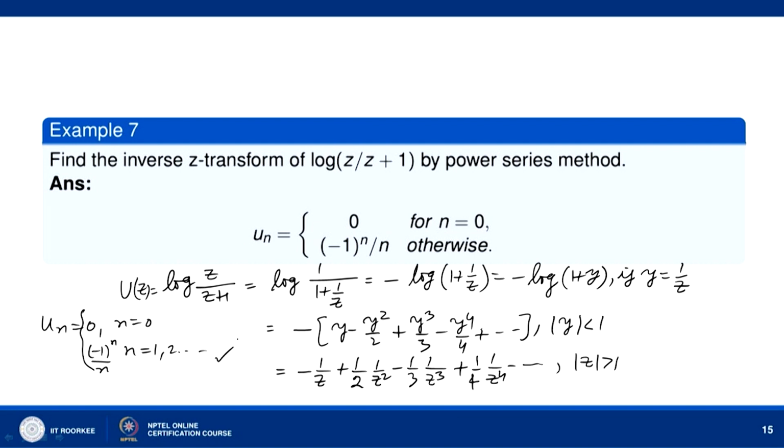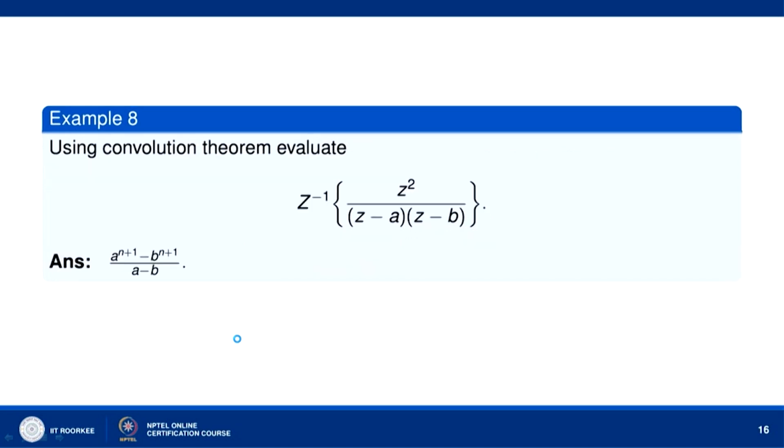So, this is how we can find the inverse Z transform by expanding log Z over Z plus 1 in the form of a power series. Now, in the previous lecture we discussed the convolution theorem. We can use the convolution theorem here to determine the inverse Z transform.